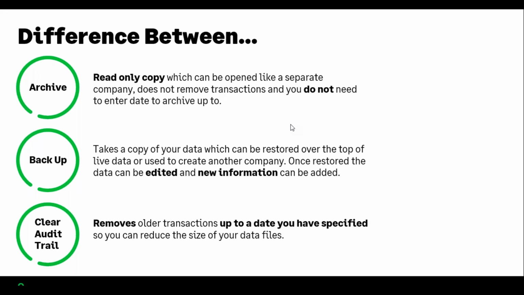And then clear audit trail. That removes all the transactions up to a date that you've specified. So if you've closed off your year end and you want to delete all the transactions from the previous year in order to keep your data set trim and keep it running quickly, then you would set up your clear audit trail to delete that year up to the start of the new year, after you've taken a backup and an archive.